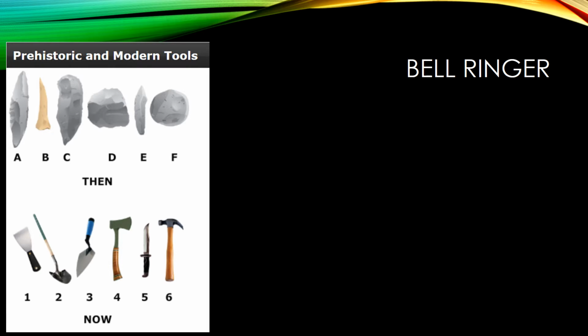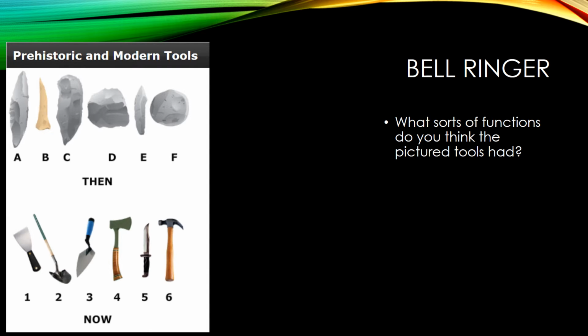Let's look at certain things about these tools. We want to know what these prehistoric men and women, for that matter, would have used these tools for, how they might have been helpful. So let's take a look at a few things. What sort of functions do you think the pictured tools had? Think about that for a minute. We've got a tool in tool F that looks like a more rounded tool. Tool E looks more like a knife blade. Tool B looks like more of a puncturing device.